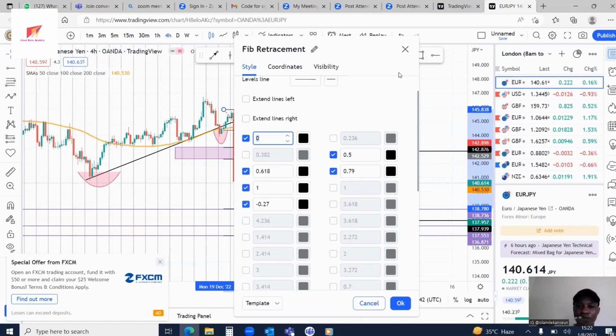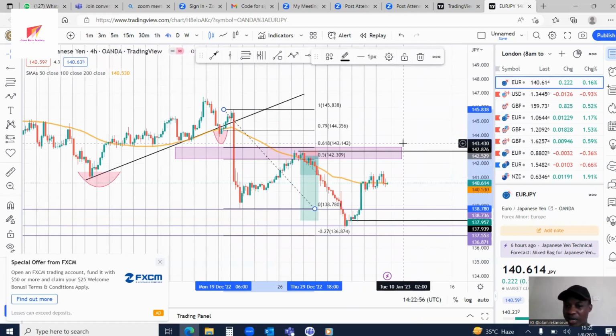So let me say it again. For a bearish move, from your recent high to your recent low, and for a bullish move, from your recent low to your recent high. So that is how you plot your Fibonacci retracement, and you can start using it in your trade. So I believe this short video is educative enough, and I believe it will take your trade to the next level. Believe you me, if you can practice this, it will definitely take your trade to the next level.